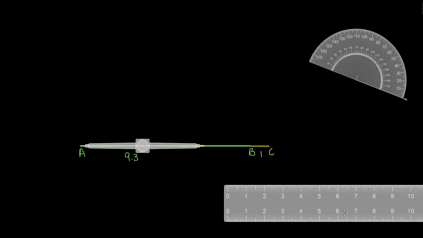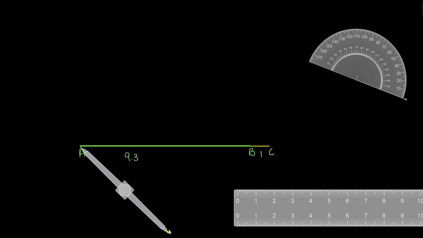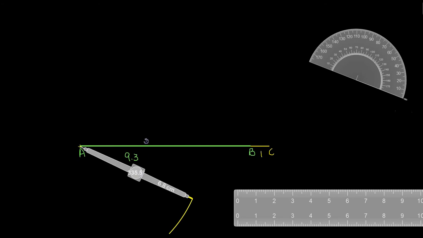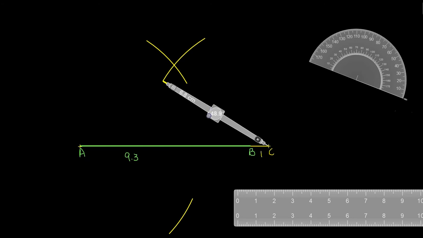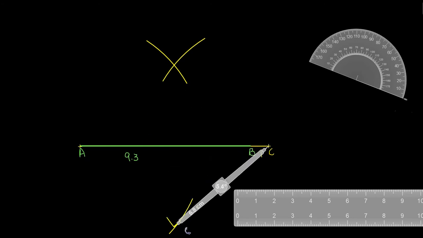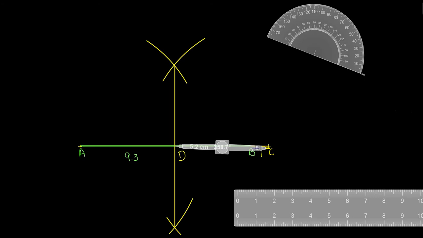Now we need to draw a semicircle on this line AC. So to draw a semicircle we need a midpoint. Therefore we'll find the midpoint by drawing a perpendicular bisector of this line. So by taking A and C as centers and a radius greater than half of AC, we'll draw two arcs above and below this line intersecting each other to draw the perpendicular bisector. Now this point D is the center of the line AC.